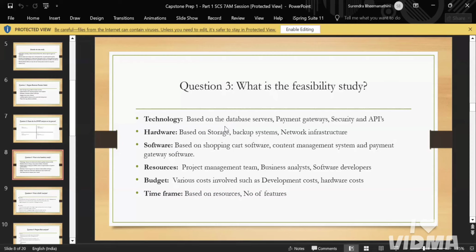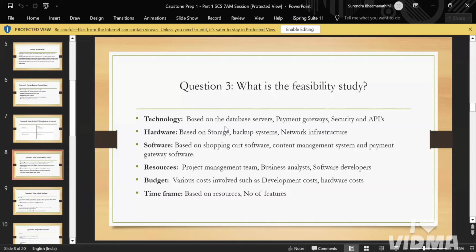Okay, here we need to study the technology, based on the database servers and payment gateways, and whether this project is applicable, viable or not. We need to look over all these six parts, and then go for the project. So here, the main suggestion from my end is this.